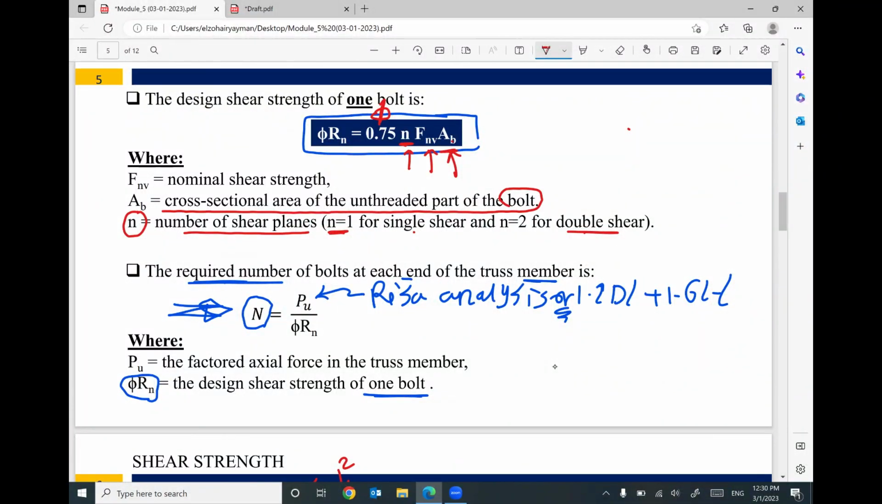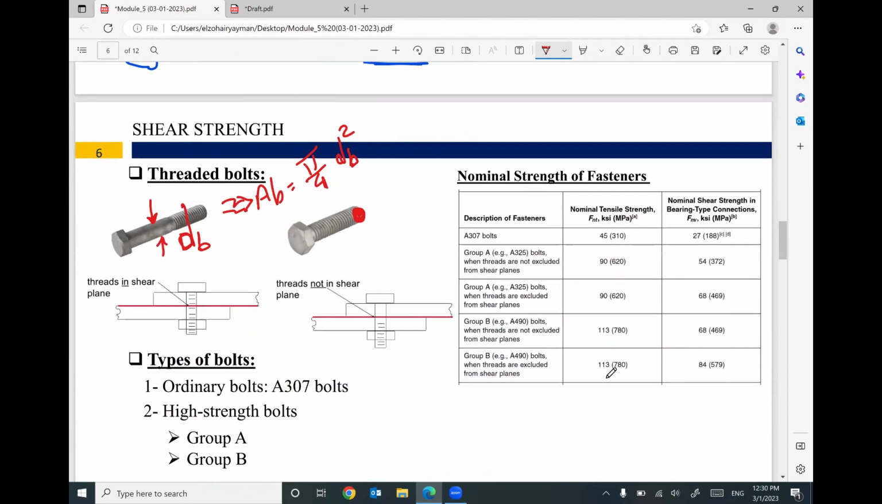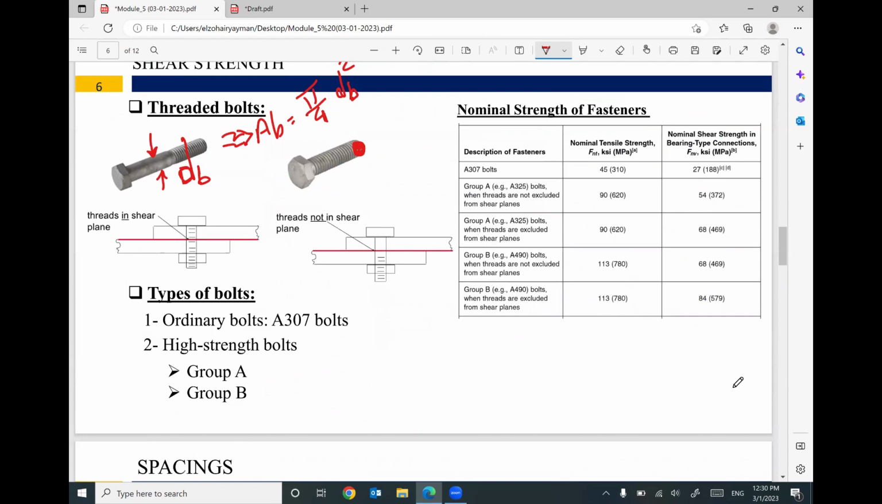N is the number of shearing planes. We have N equals 1 for single shear, N equals 2 for double shear. Area bolt is the cross-section area of your bolt. What about Fnv? Fnv is the nominal shear strength. This is based on the type of your bolt. We have a table here. I'm going to use this column of the table, this one.